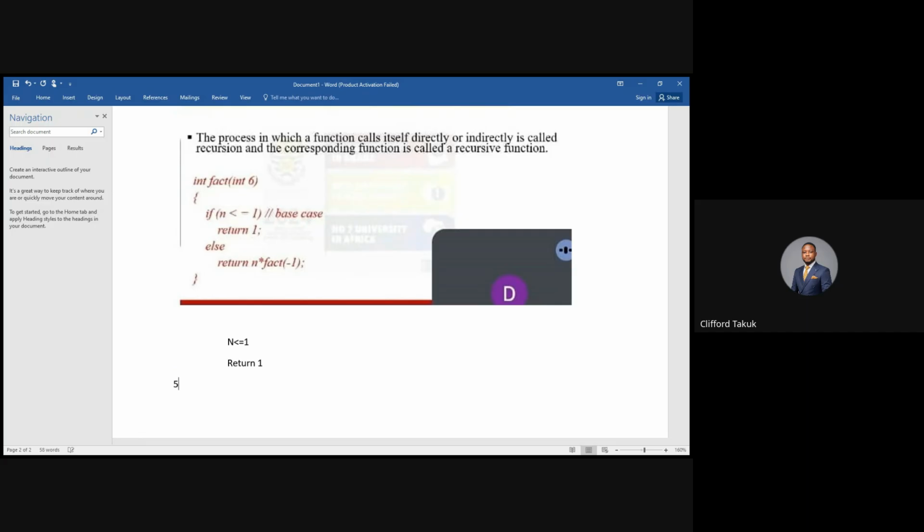Now it says else return n times the factorial of n minus 1. So inside the bracket here, that negative one you are seeing is n minus 1. Let me send you something to display instead. I've kept it in code form so that it will be easily understood.